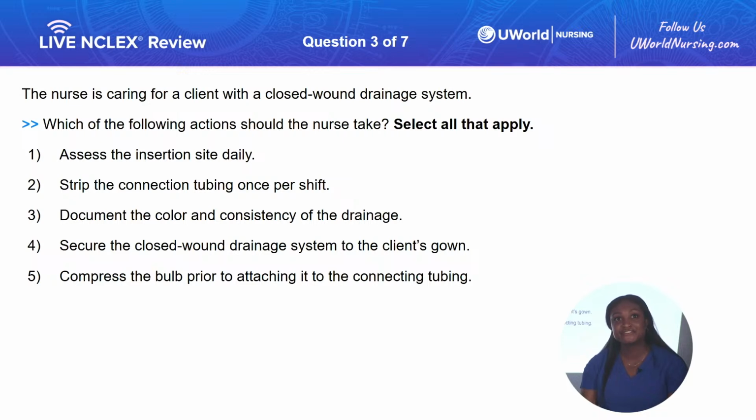Next question. The nurse is caring for a client with a closed wound drainage system. Which of the following actions should the nurse take? Select all that apply. Option 1, assess the insertion site daily. Option 2, strip the connection tubing once per shift. Option 3, document the color and consistency of the drainage. Option 4, secure the closed wound drainage system to the client's gown. And option 5, compress the bulb prior to attaching it to the connecting tube. Let me know what you guys think.